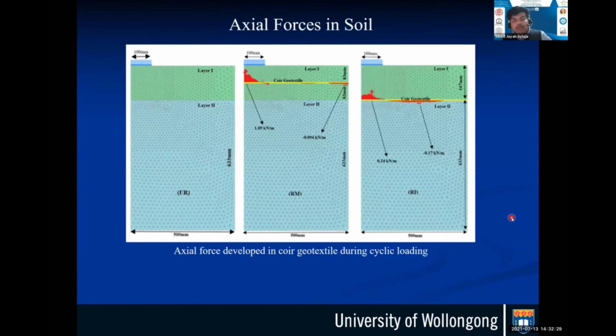Now, what's really happening here? We have kept everything exactly similar to the monotonic loading condition, but we have observed a slightly different behavior compared to the monotonic condition. Then we looked very closely at the axial stress developed on the Coir Geotextiles, and we observed that a very high magnitude of axial force has been developed when the Coir Geotextile is at the mid of layer 1 compared to the interface.